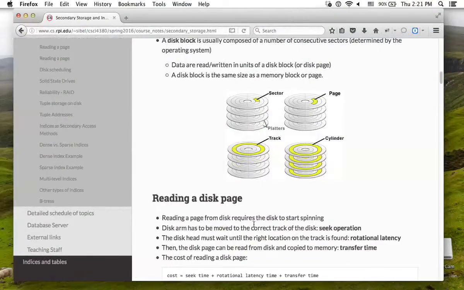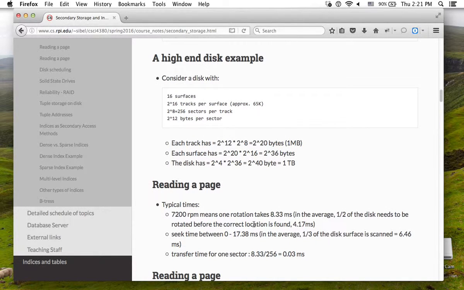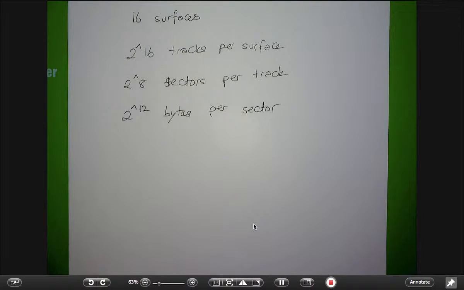So let's see an example. This is a reasonable example. Let's look at a disk that has 16 surfaces, 2 to the 16 tracks per surface, 2 to the 8 sectors per track, and 2 to the 12 bytes per sector. So this is a decent sized disk.